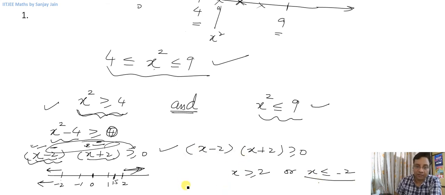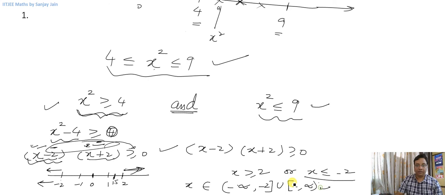Another way of writing it is x belongs to (-∞, -2]. It can be -2, but it can never be negative infinity. And it can be [2, ∞). This is another way of writing the solution for this inequality. Now I have solved just one part of it. The second part of this inequality is here.